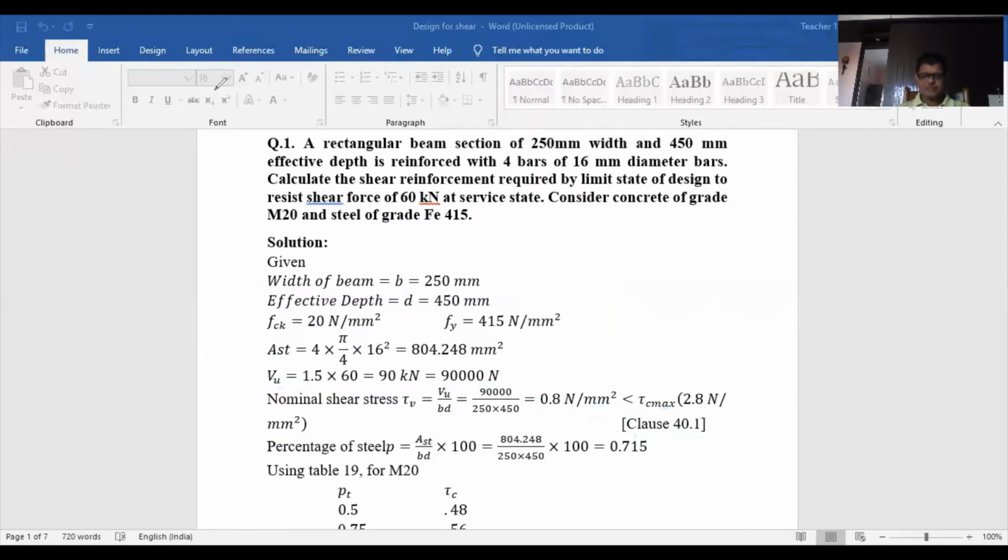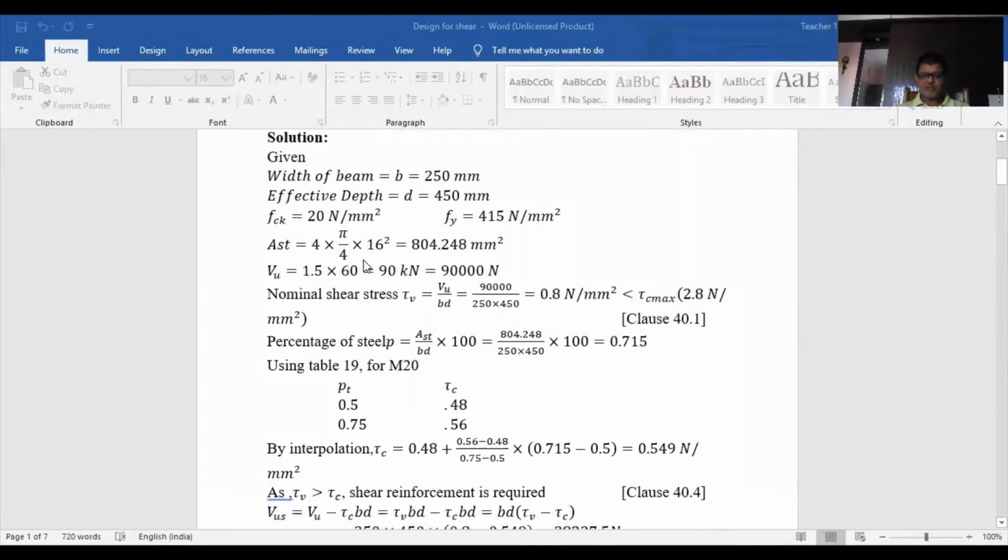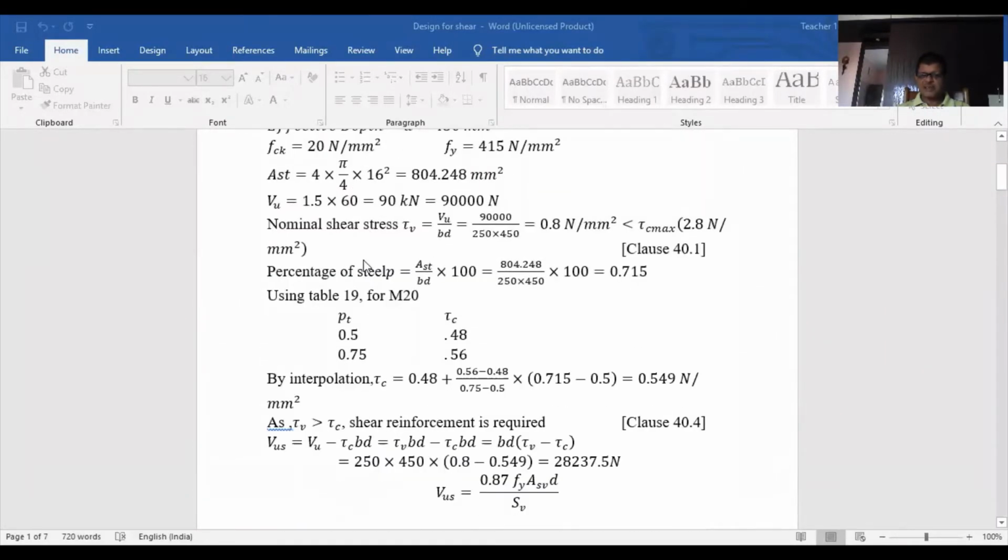Now, once you find tau b and check for tau c maximum, the next step is to find out tau c, the permissible shear stress in concrete, which depends on the percentage of steel. So now you find out PT, what is the percent of steel? We have discussed 100 Ast by bd, Ast the area of the steel provided. Area of steel provided here is 804.28, and b and d are already given. So you can find the percent of steel is 0.715.